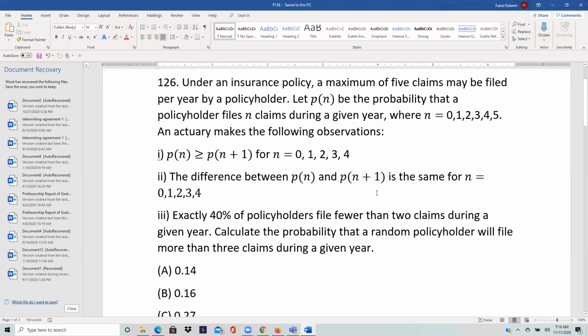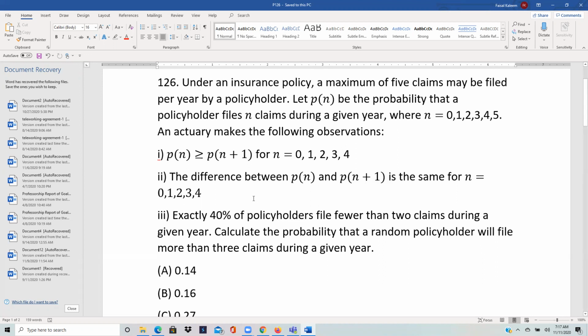Under an insurance policy, a maximum of 5 claims can be filed. Let Pn be the probability that a policyholder files n claims, where n is 0, 1, 2, 3, 4, 5. An actuary makes the following assumptions. Pn is greater than or equal to Pn plus 1. The difference between Pn and Pn plus 1 is the same. Exactly 40% file fewer than 2 claims. Given this, calculate the probability that a random policyholder will file more than 3 claims.